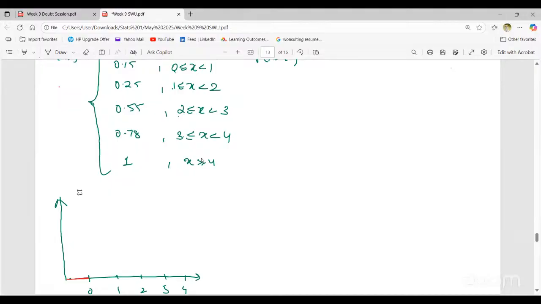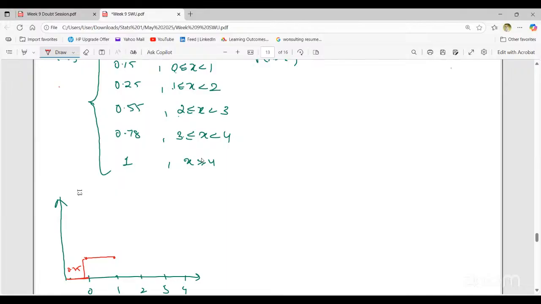So at 0 and less than 1, this is 0.15. At 0, this point is 0.15. So that means this length is 0.50. From 0 to 1, it is going 0.50. Is this clear? Yes, ma'am. Now at 1, this part is done.